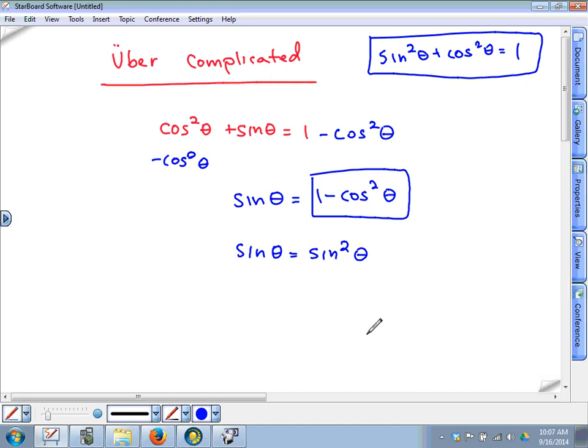What does sine squared of theta mean? It really means sine times sine. I want to bring up something that is very important for you guys to understand, because I do see this from time to time. And it's a pretty big mistake. What about dividing by sine?